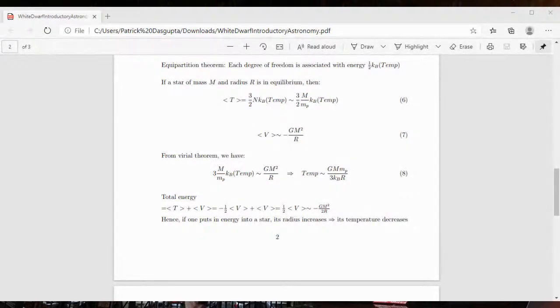But from what we see of Betelgeuse, the core is still hot, and therefore Betelgeuse has not yet turned into a supernova. Okay, right. Are there any more questions?